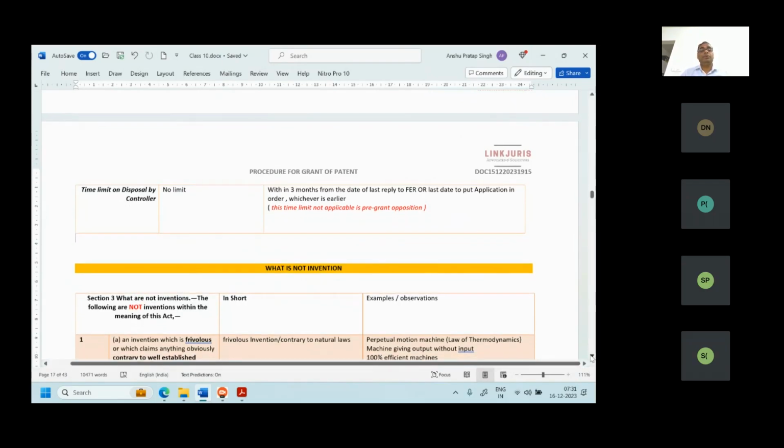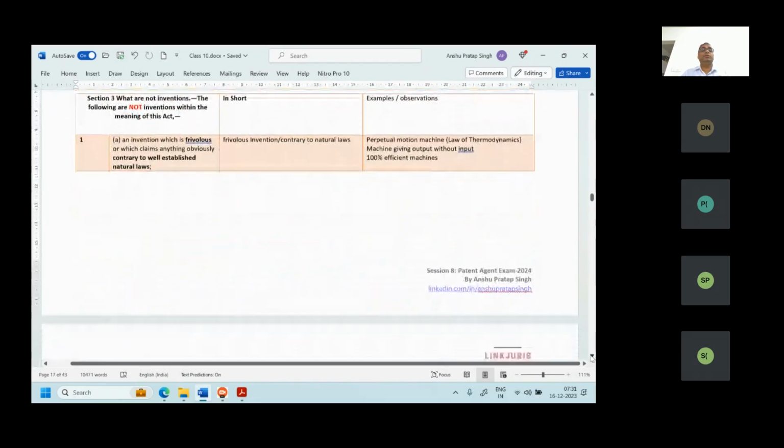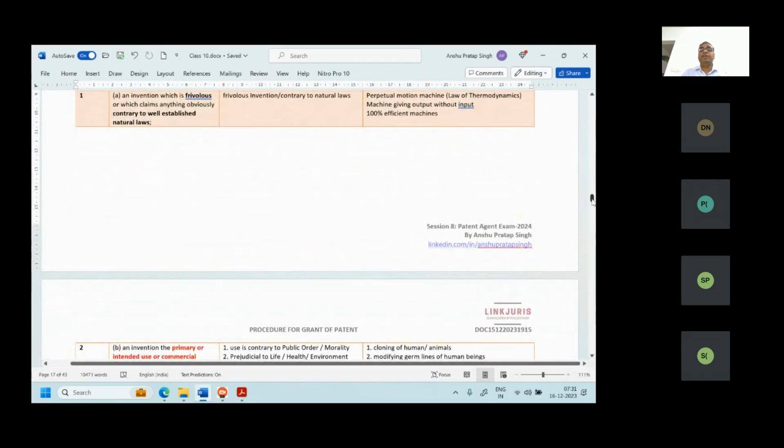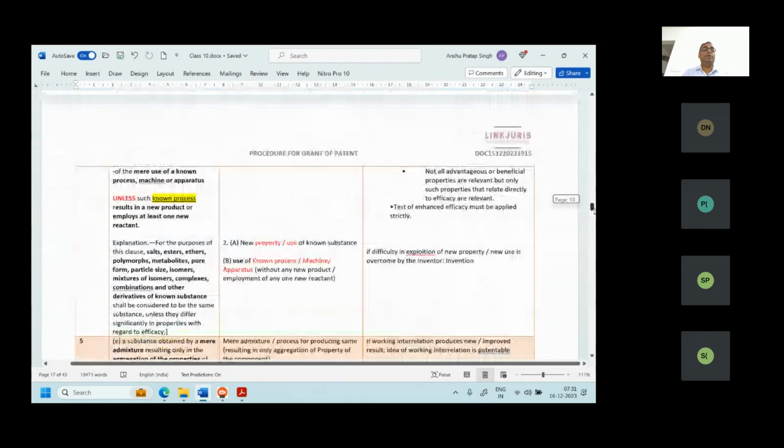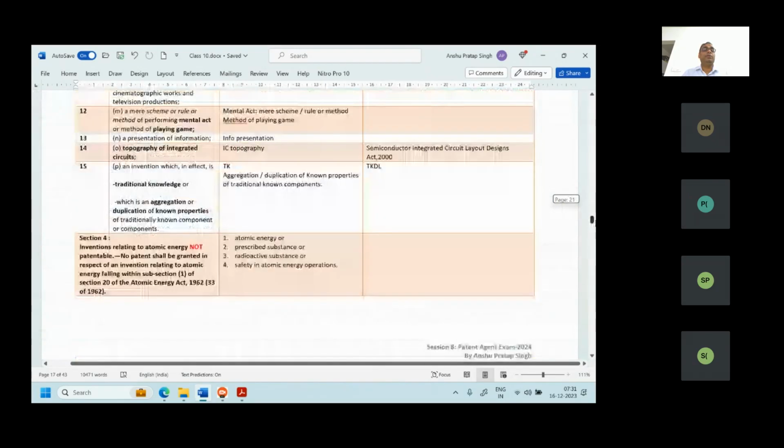This is your policy. In atomic energy, we have decided that anything related to atomic energy will not be patented. No patent shall be granted in respect of invention relating to atomic energy falling within the section of this Act. And it talks about these 4 things in which you will not get any patent.